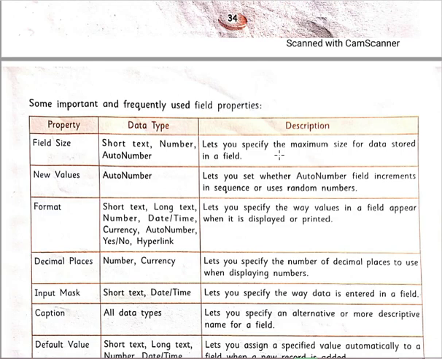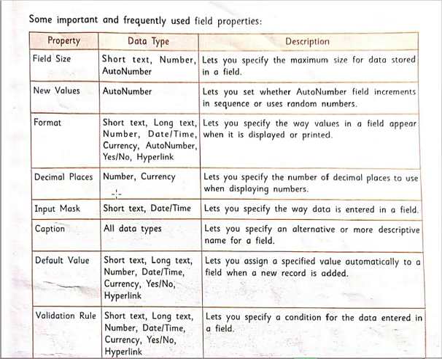Next is our caption. Caption comes under all data types and lets us specify an alternative or more descriptive name for a field. That means we can use a more descriptive name in the field. Generally what we write, like the company name, engine specification, list of the book or book author name, like that. So we can use a more descriptive name for a particular field using the caption.